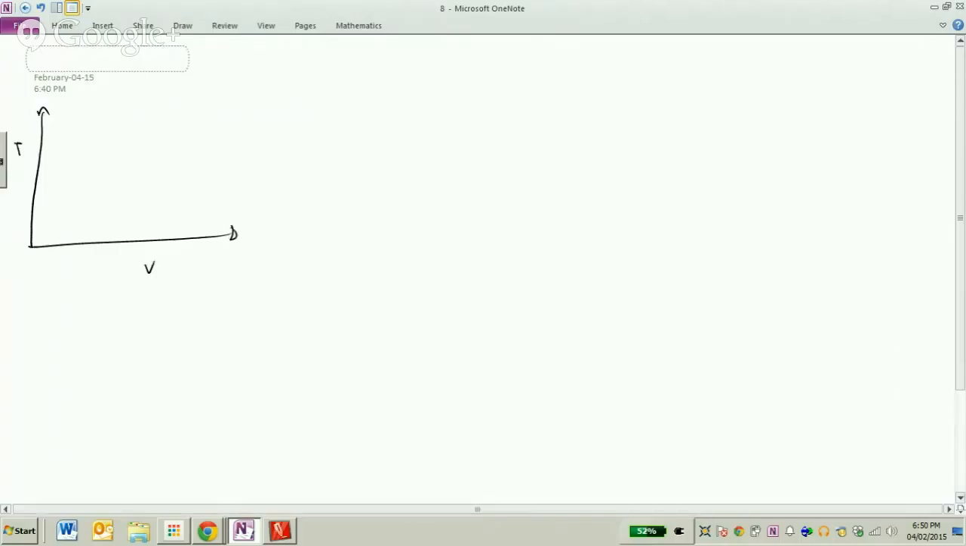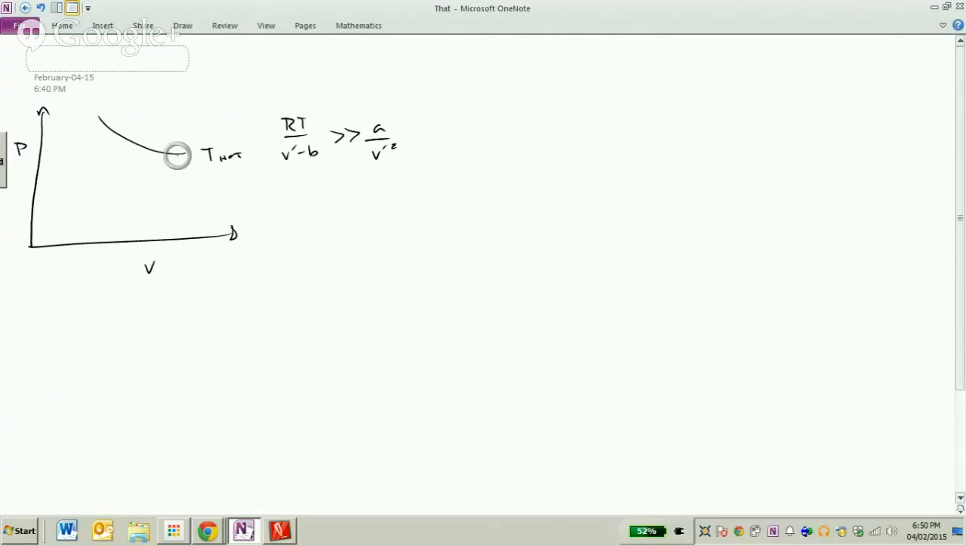So I'm plotting pressure as a function of volume. And I said that when the system is hot, so the temperature is T hot here, and by hot I mean RT over V prime minus B is large compared to this term, then the van der Waals equation of state looks like this. Basically, there are no features as you compress the system.